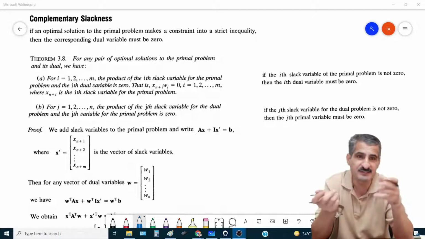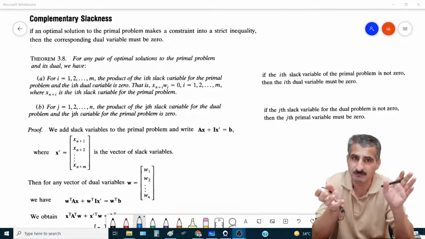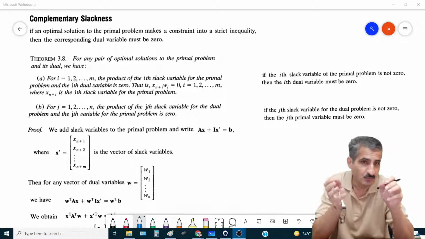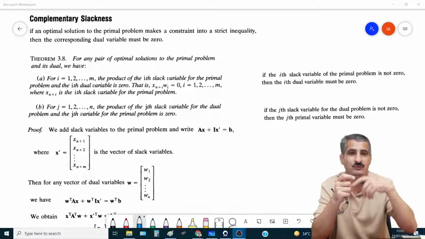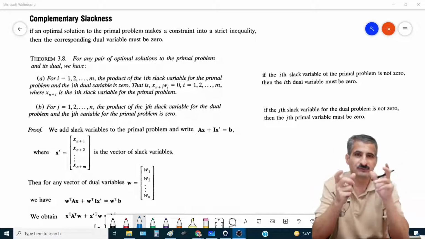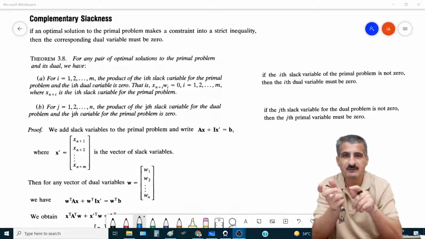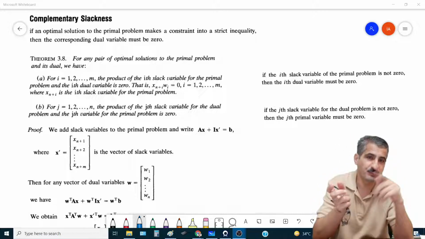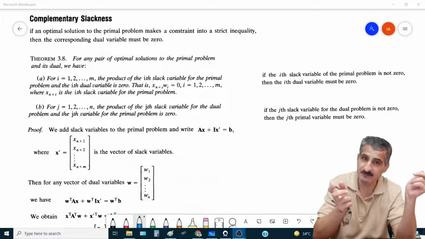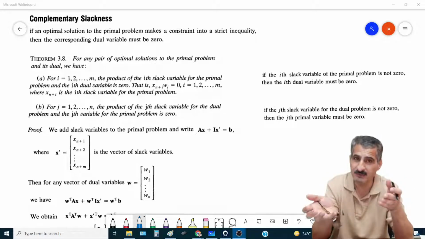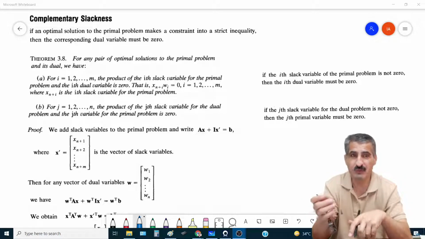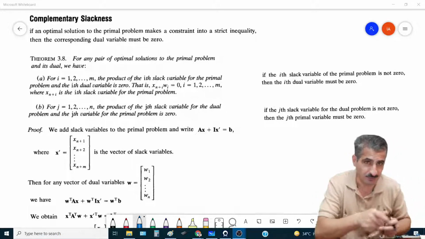Strict means less than without equal, or greater than without equal. And we know moving from primal to dual, constraints correspond to variables. So when we say the third constraint in the primal, that gives us information about the third variable in the dual.